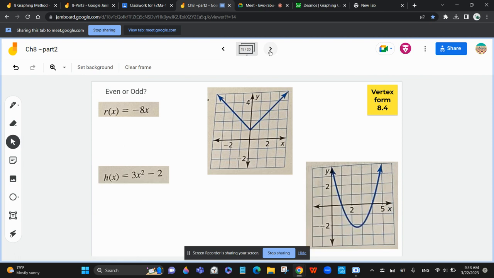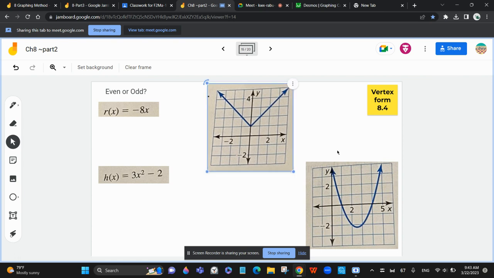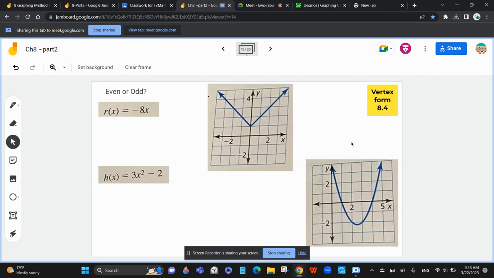Okay, the next one. In your textbook, determine whether the following functions are odd functions or even functions. Or maybe yours, this is not in the syllabus.